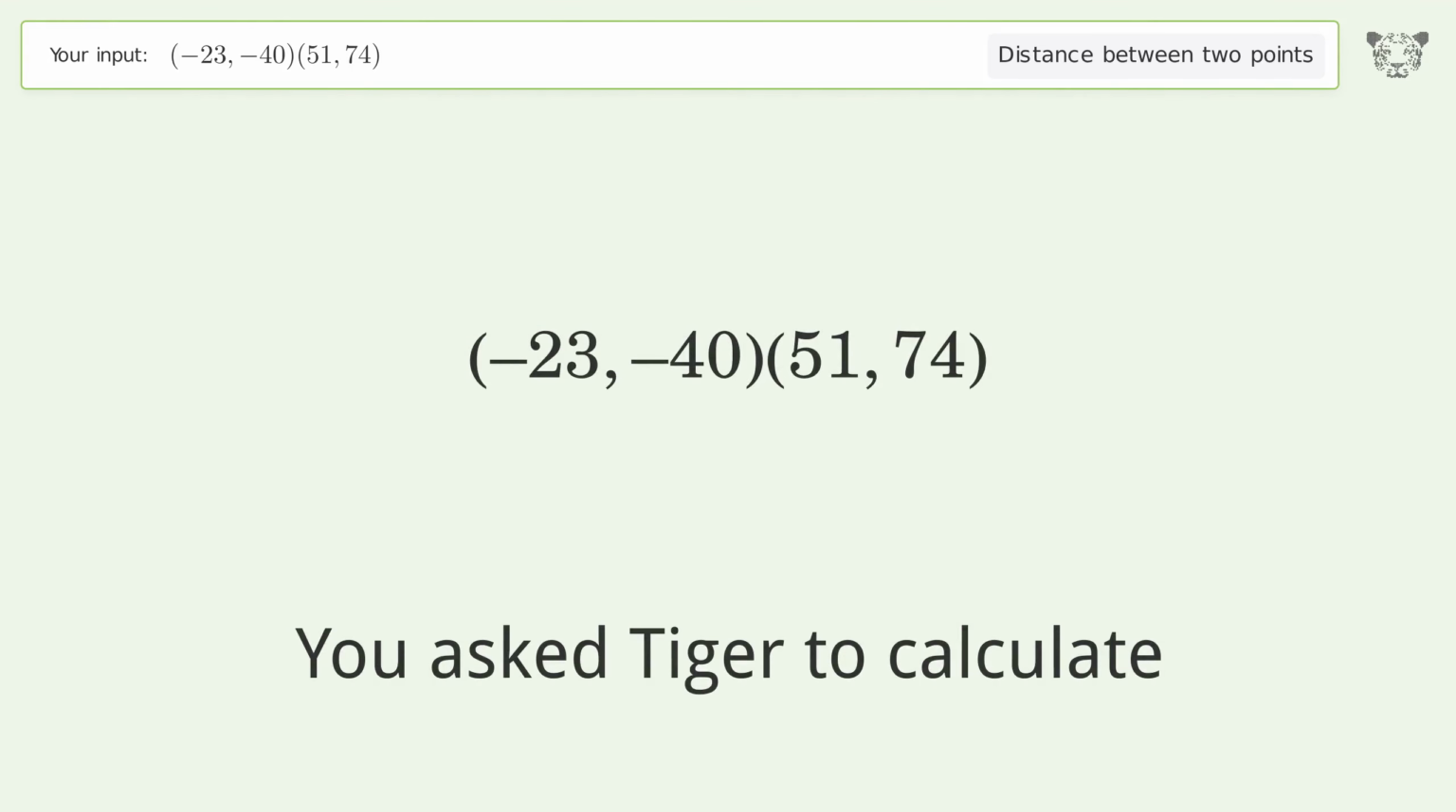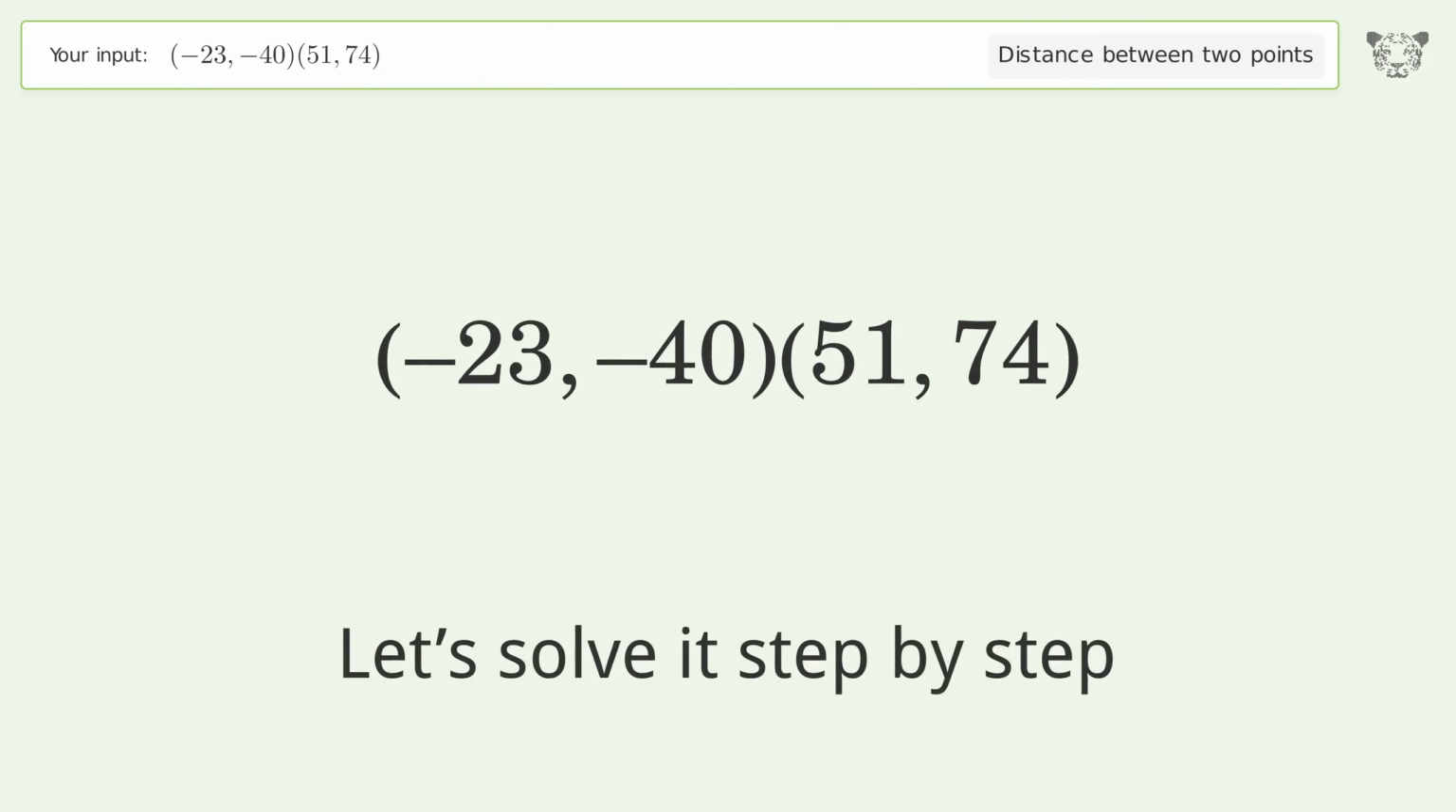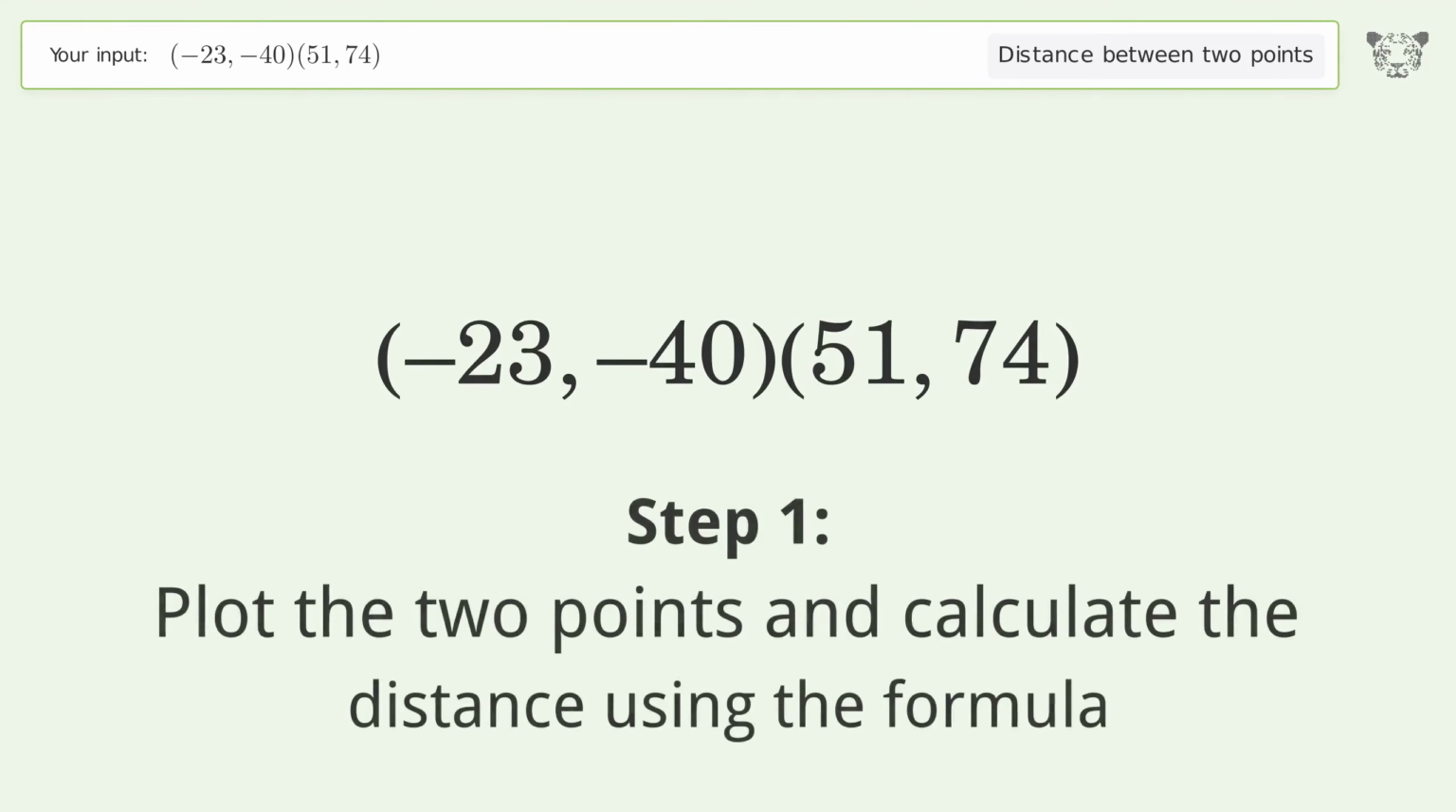You ask Tiger to calculate. This deals with the distance between 2 points. The distance between the 2 points is the square root of 18,472, or 135.912. Let's solve it step by step. Plot the 2 points and calculate the distance using the formula.